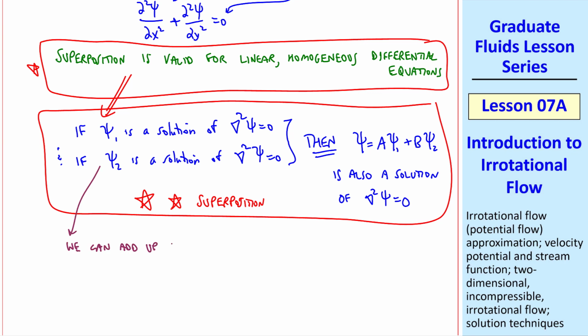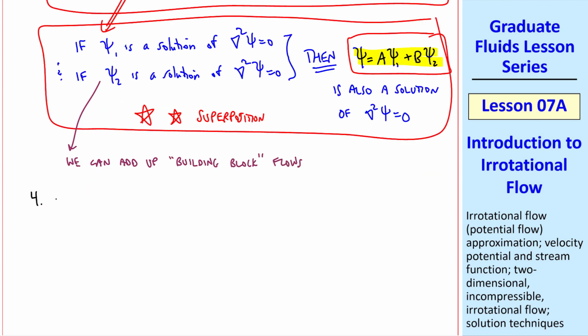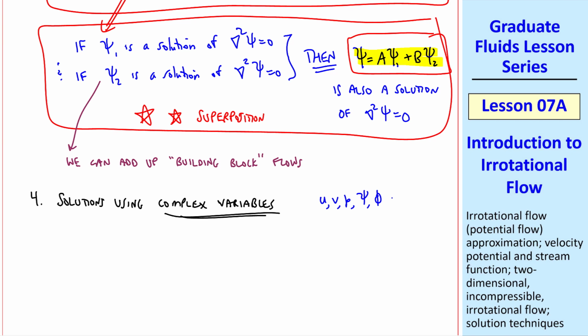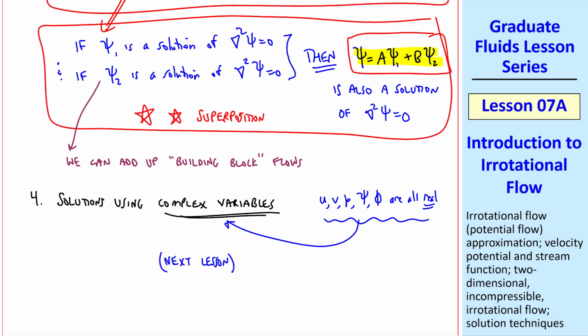For now, I'll just say that with superposition, we can add up building block flows, where psi1 and psi2 would be building blocks. For example, the line source that we just talked about, plus some other known solution, and when we add them together, we're guaranteed that the sum will also be a solution. A and B, by the way, can be any constants. The fourth solution technique is solutions using complex variables. Everything we've done so far, u, v, p, psi, and phi, are all real variables, but it turns out to be convenient to work in complex variables. We'll discuss this in more detail in the next lesson.